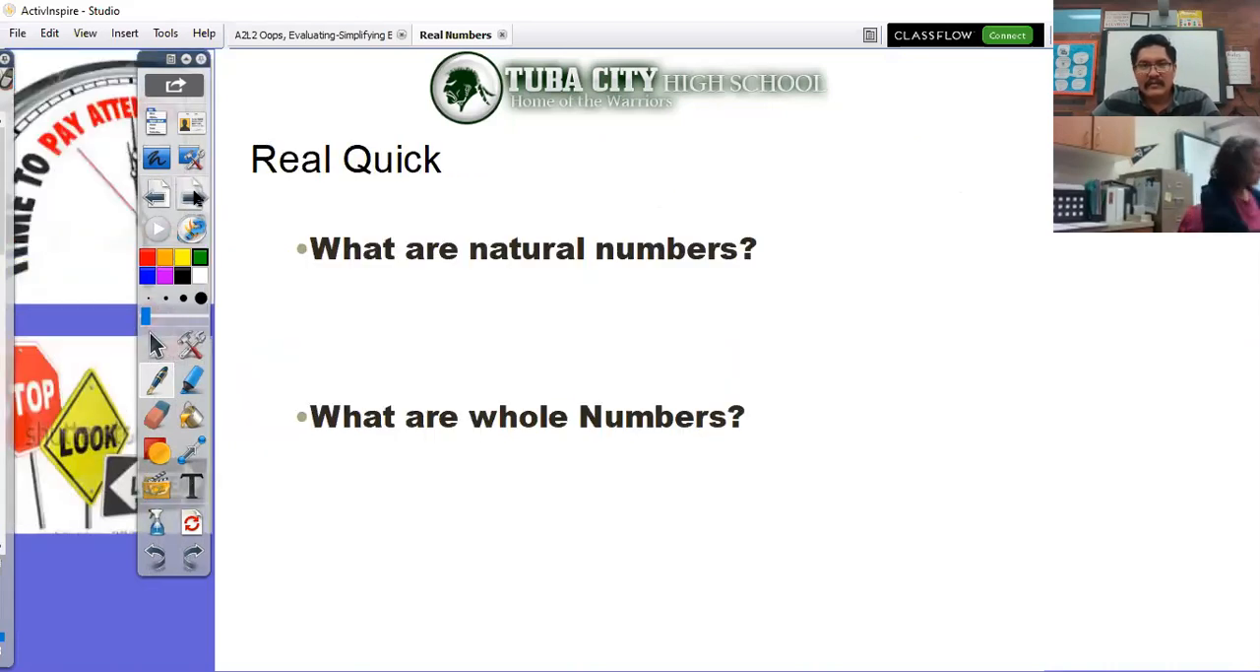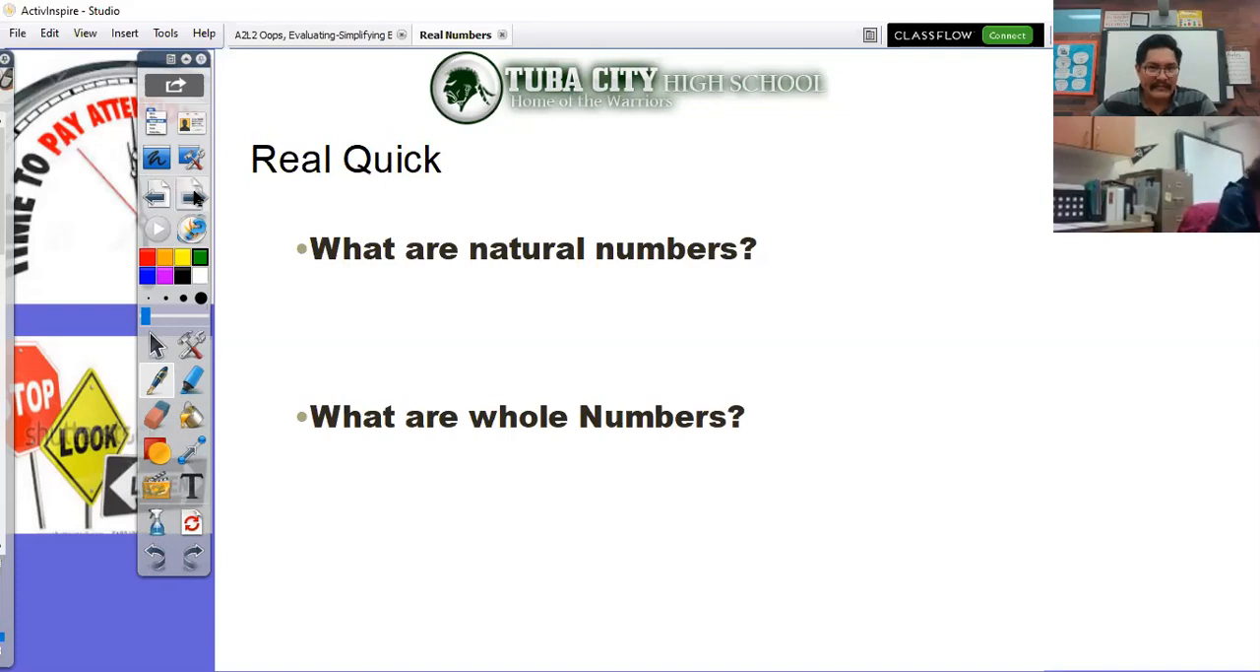Let's go ahead and do a quick recap on what some of these are. I'm sure you've done this lesson. I know that if you were in Algebra 1, you may have covered some of these. So we're just going to do this part really quickly. What are natural numbers? If I asked you to give me an example of a natural number, what would that be?